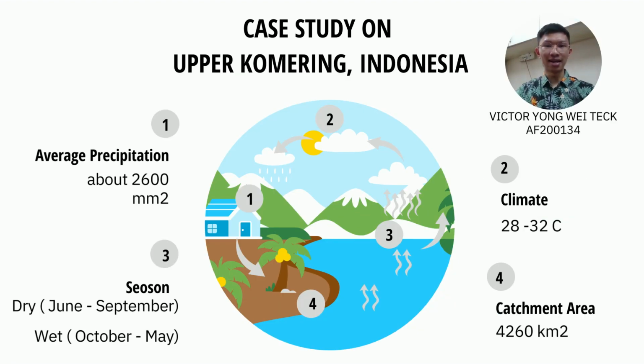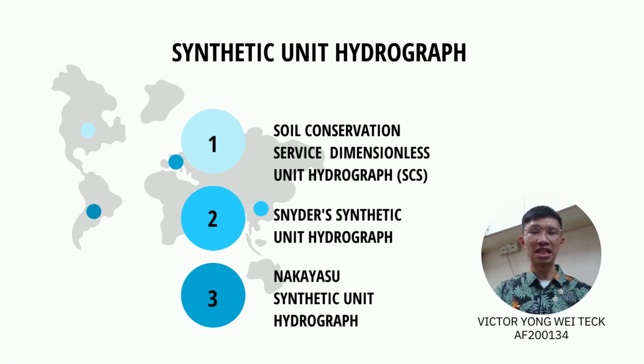These actions are to prevent natural disasters such as flash floods. According to Rosmalinda, the case study is done on the upper Komering of South Sumatra in Indonesia. The average precipitation is about 2,600 mm in a year. The temperature is between 28 to 32 degrees Celsius. The dry season is from June to September, and the wet season is from October to May. Most of the time is wet season, and the catchment area is about 4,260 km².